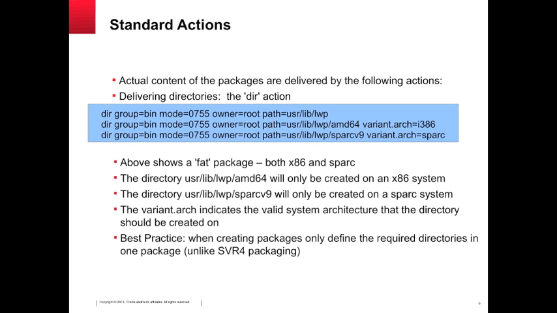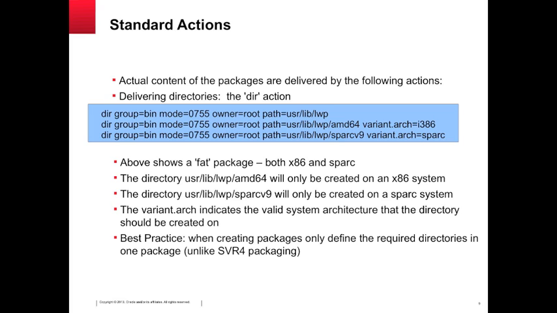Some more standard actions. So the first thing we want to do on our system is deliver some directories. I think fairly simple. You say group, mode, owner, path. I think that's all fairly self-explanatory. The interesting bit is, again, we have a fat package. As I said earlier, we have packages that deliver both SPARC and x86. So in this case, we can see that this package delivers a SPARC version and an x86 version. So when you install it on your system, it says, oh, actually, I know you are an x86 machine, so it'll only install that directory. It won't install that one.